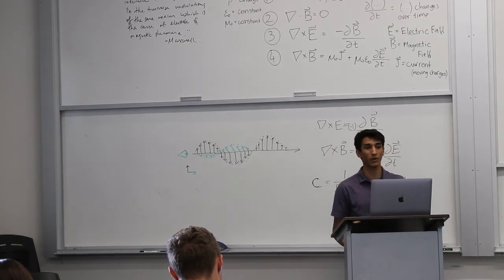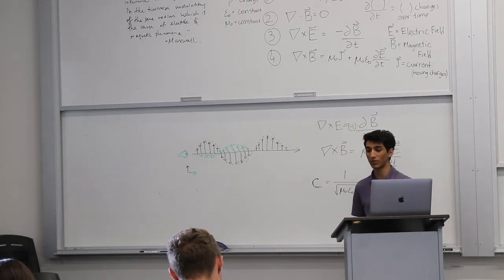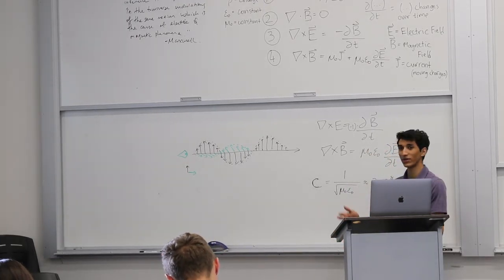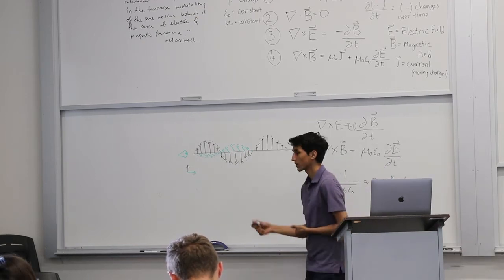Can anyone think of another property of light? Color. Yeah. Color is an important other property of light. You can have red light. Some of you might have heard that white light is a combination of all of the different colors of light, and this is true.